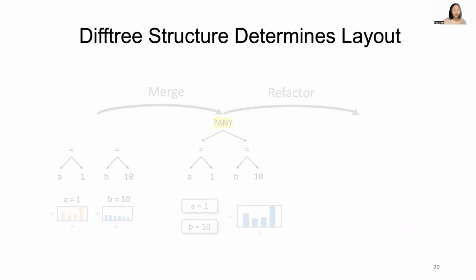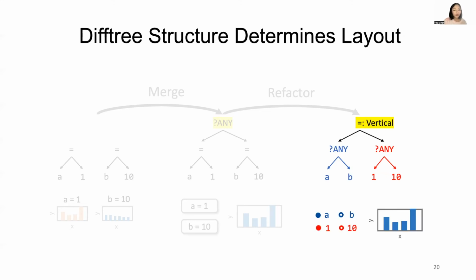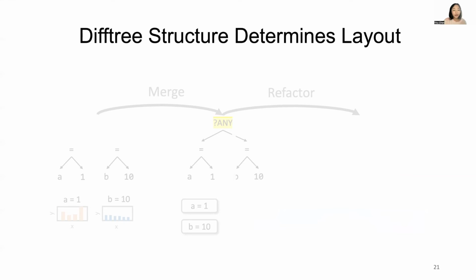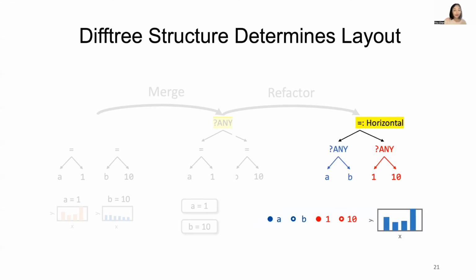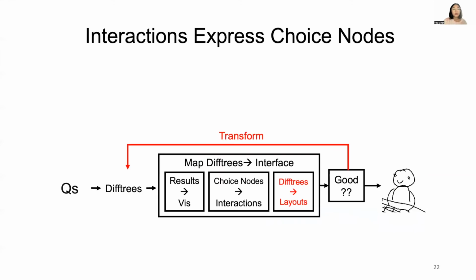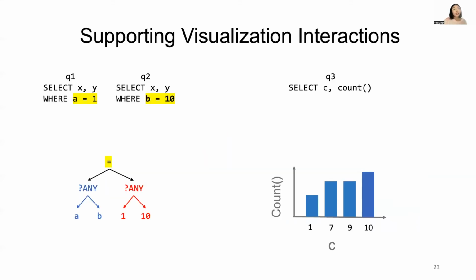So here, if we focus on the right Difftree, it is vertically laid out with the 2 radial buttons. Alternatively, we can change it to a horizontal layout as well, like this. So up to this point, we have seen how tree transformation works and how Difftree structure affects the layout. Let's imagine we have a third query, select C, count.